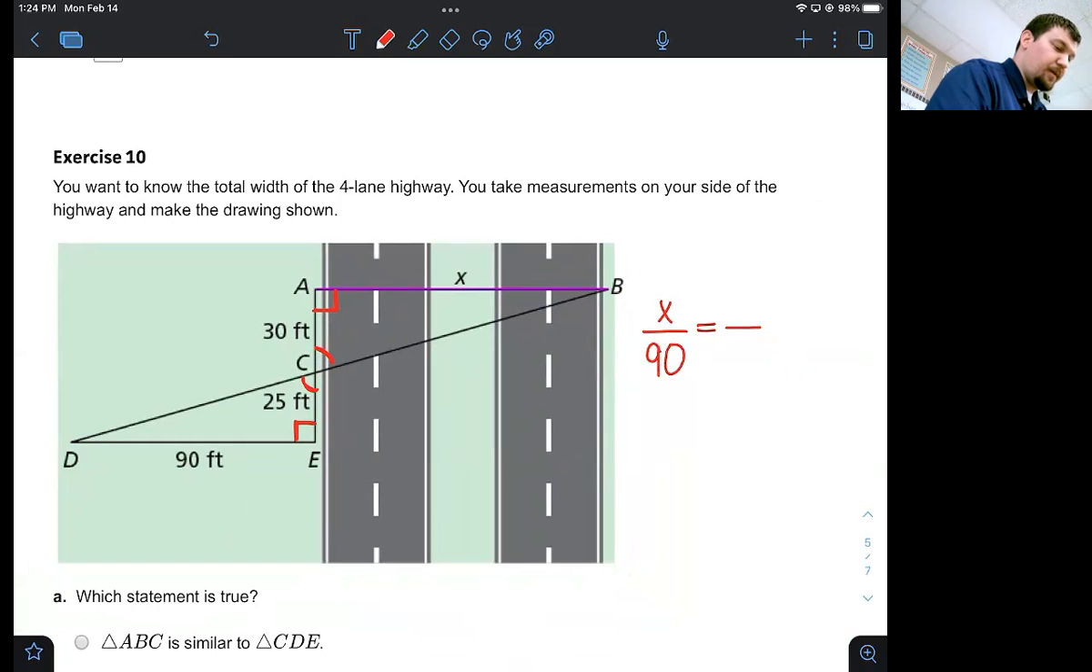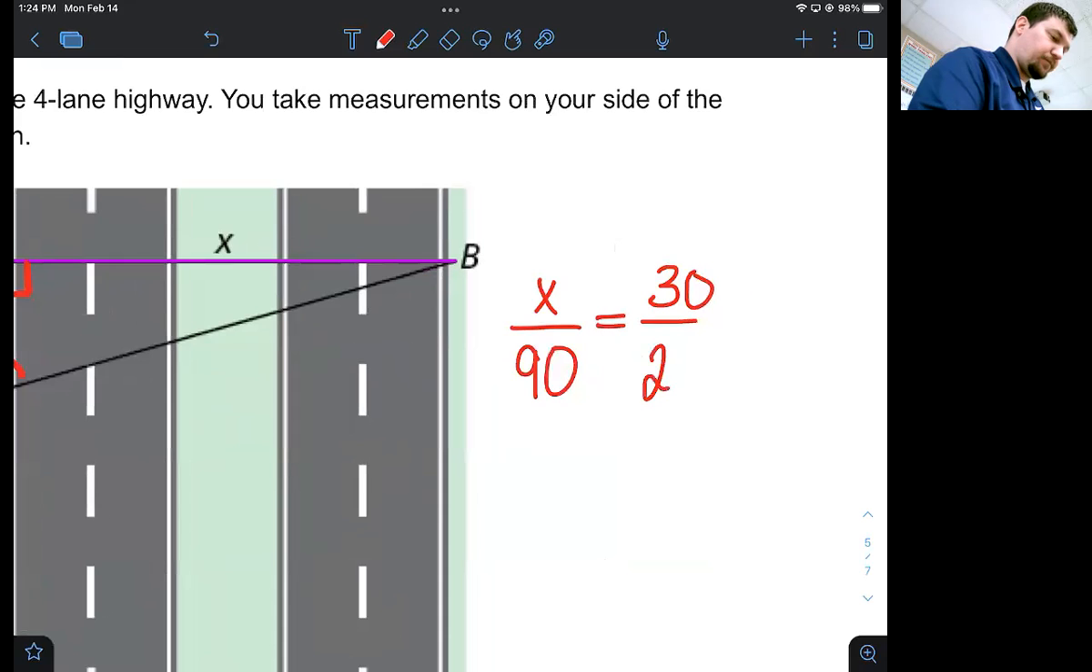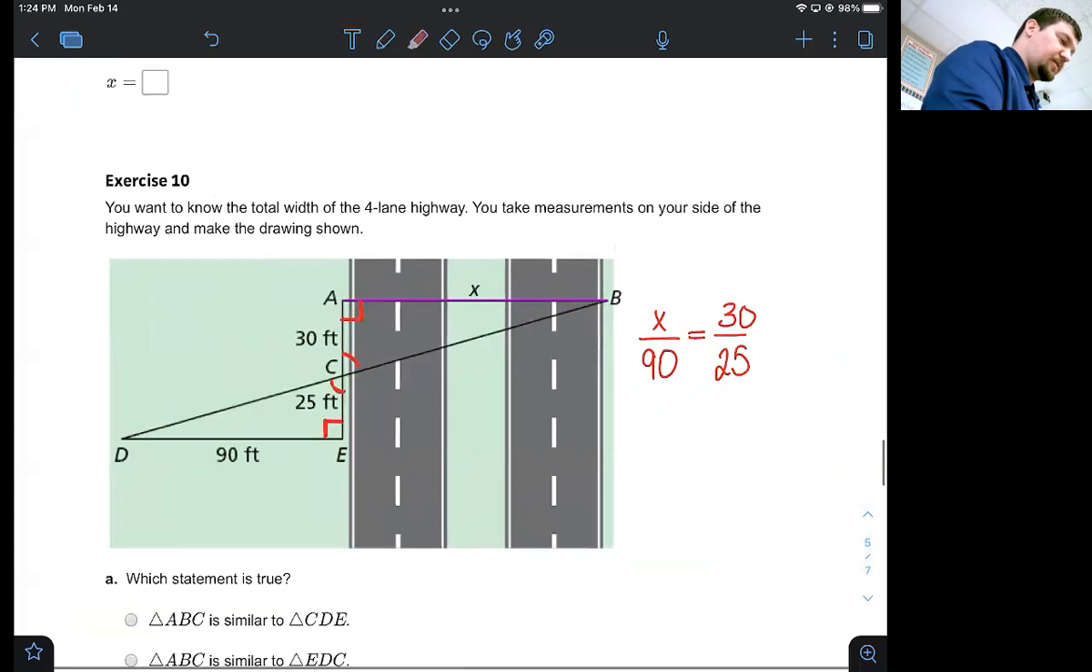Nice job. Okay. So if side X corresponds with the 90 side, DE, then go back to the triangle on the right side. Chloe, what's the other side we have on the triangle on the top right? AC, good. That's 30 feet. And that's going to correspond to the CE side, which is how many feet? 25. Okay, thank you for helping us build that proportion.